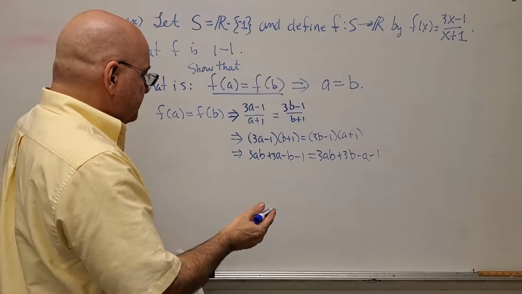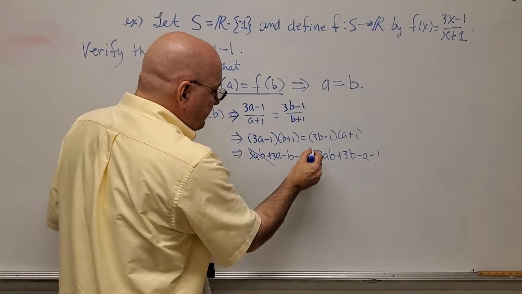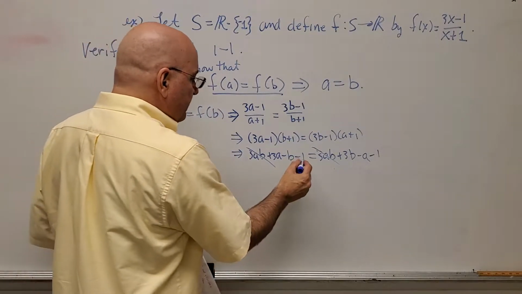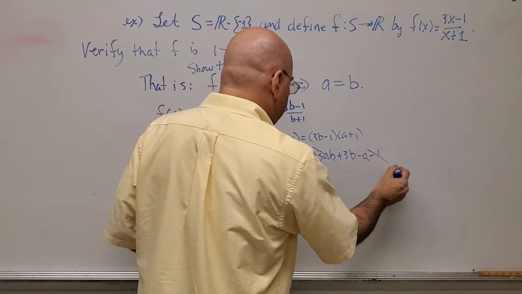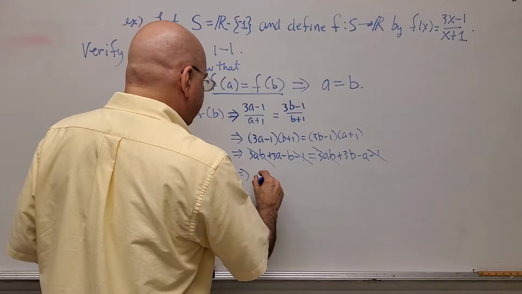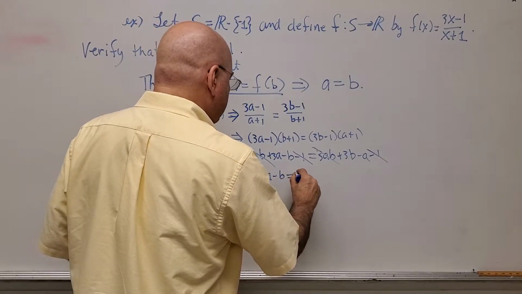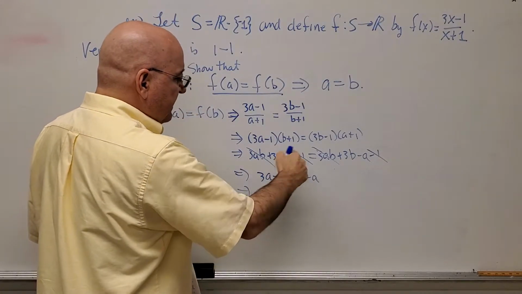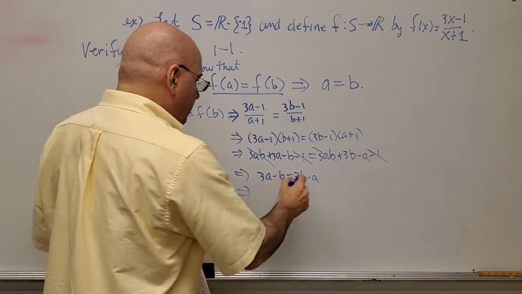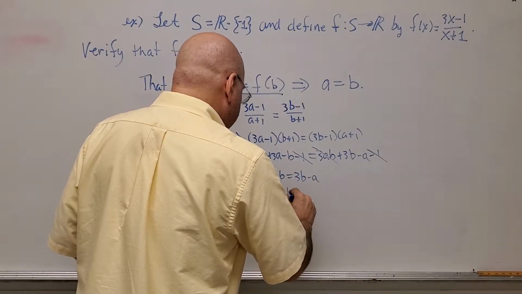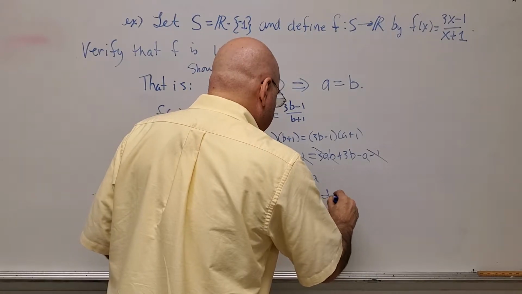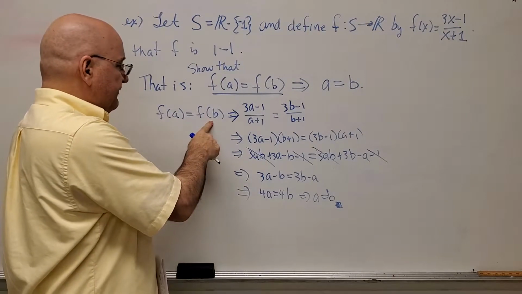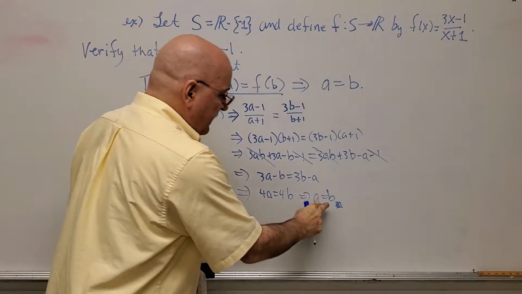All right, let's simplify this. Subtract 3AB from both sides, and that goes away. Add a 1 to both sides, and those both go away. And so what do we have? 3A minus B is equal to 3B minus A. So adding to both sides, I'll add A to both sides, and I'll add B to both sides. And I would get 4A equals 4B, which implies A equals B, and we're done. We showed that f of A equals f of B. If that's true, then A must be equal to B.